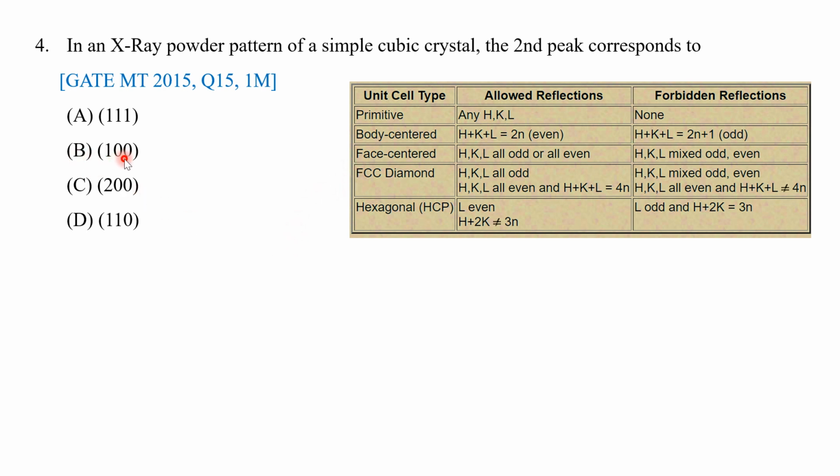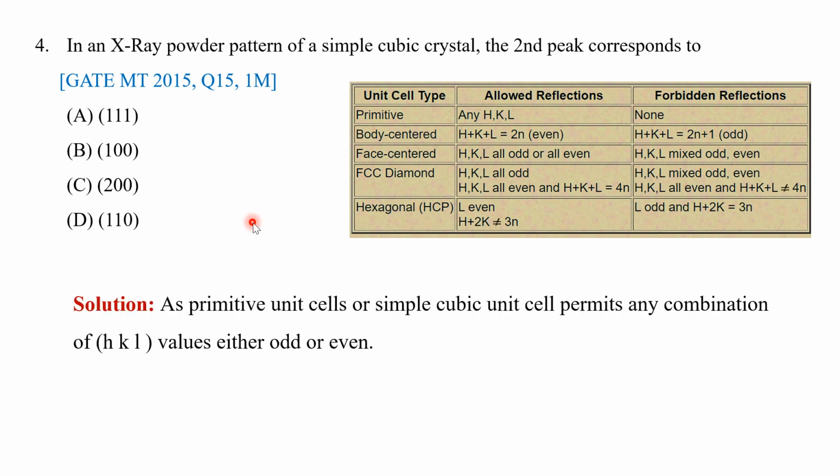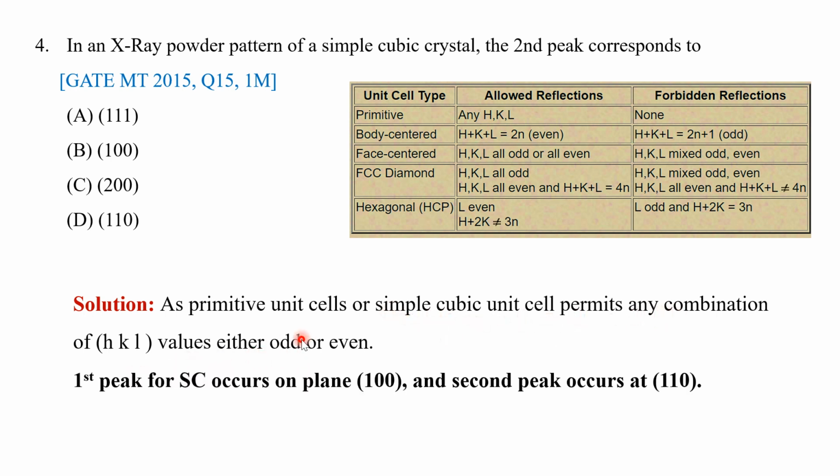If the first peak is 1, 0, 0, what will be the second peak? We replace the next 0 with 1, so the second peak will be 1, 1, 0. Any combination of HKL values, odd, even, mixed, anything is possible. So the first peak will occur at 100 and the second peak will occur at 110. This is the answer to this particular question. Therefore, the answer is option D, 110.